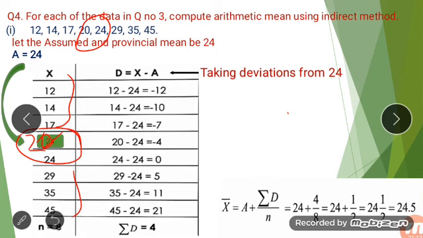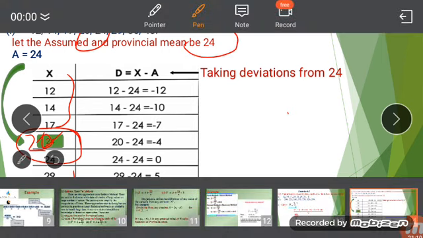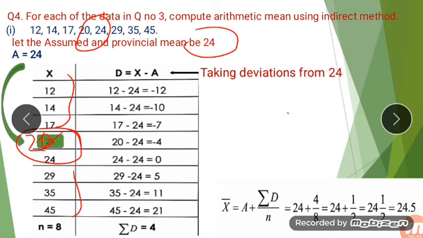So we have selected here the assumed mean, or provisional mean, as 24, and we have named it a, the constant. X are the observations listed down here. Now, according to the formula, we have to find the deviation. So deviation is equal to x minus a.